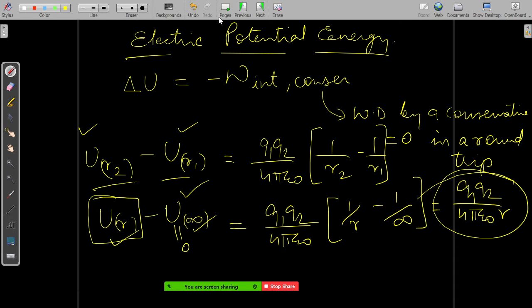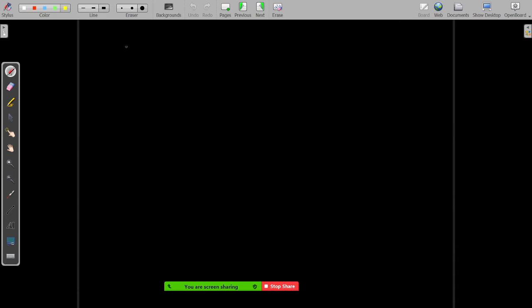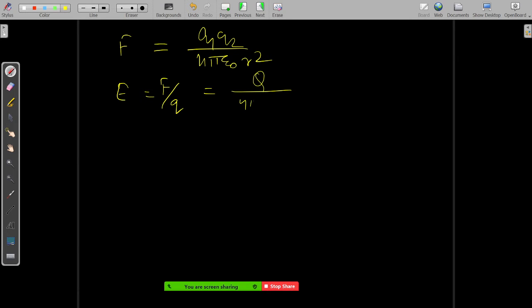And this is again easy. How you can remember is simple. See, we started with force. Force is Q1 Q2 by 4 pi epsilon naught r square. What is electric field? Electric field is force by charge. So what you have to do is just remove one charge from the above formula.